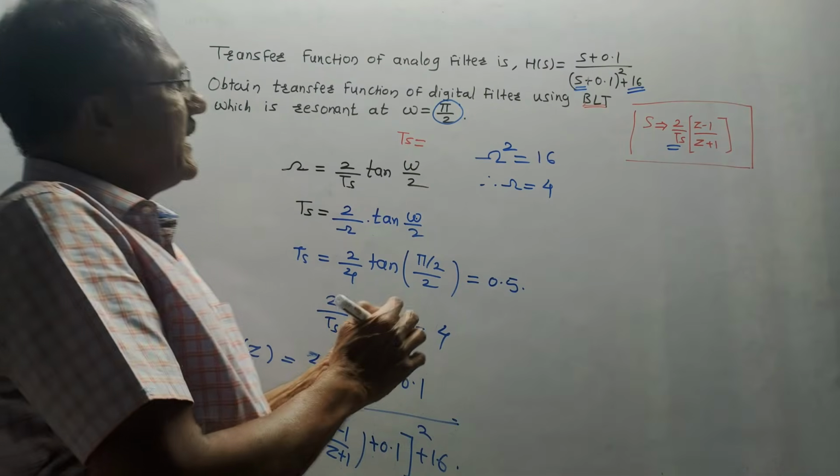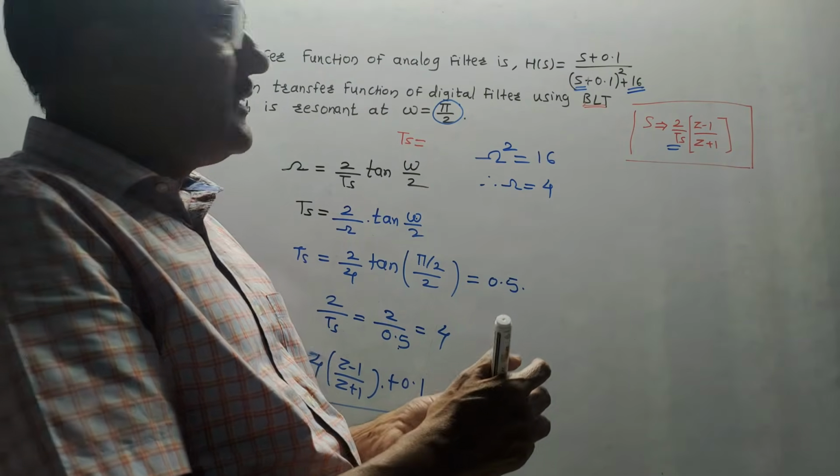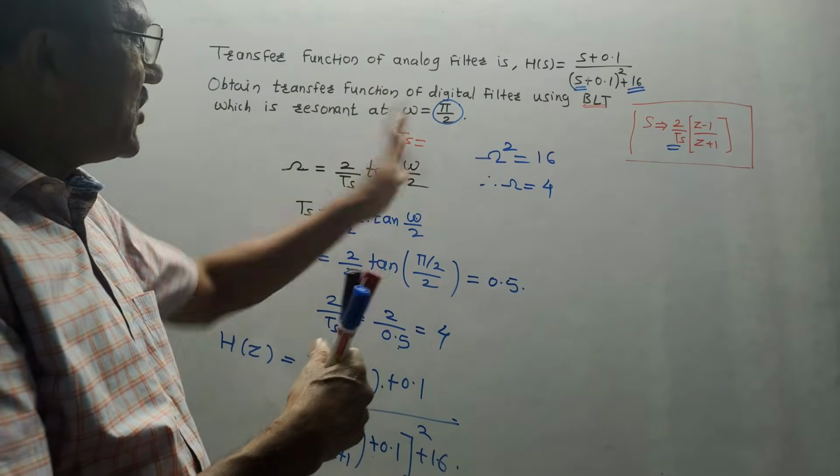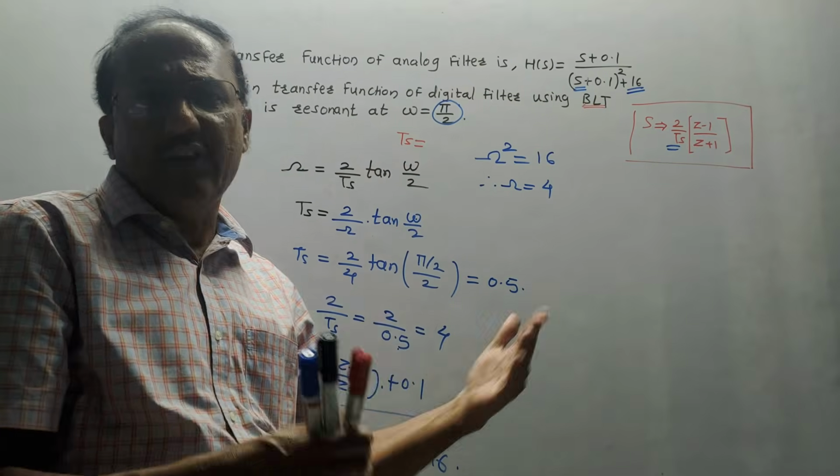So this is the case as far as BLT is concerned. So these are the 3 different numericals which cover all the variations as far as this IIR filter designing is concerned.